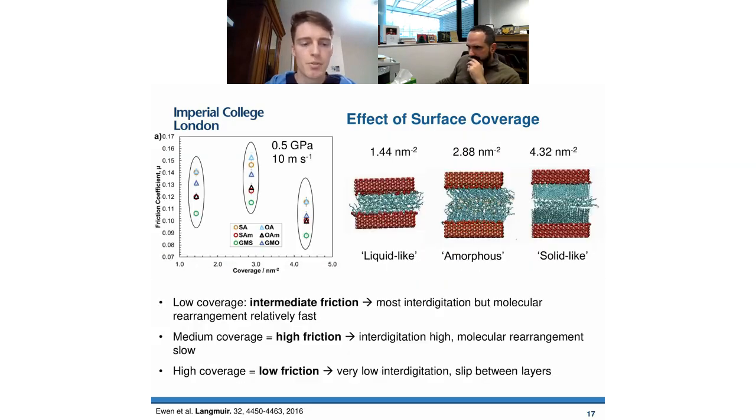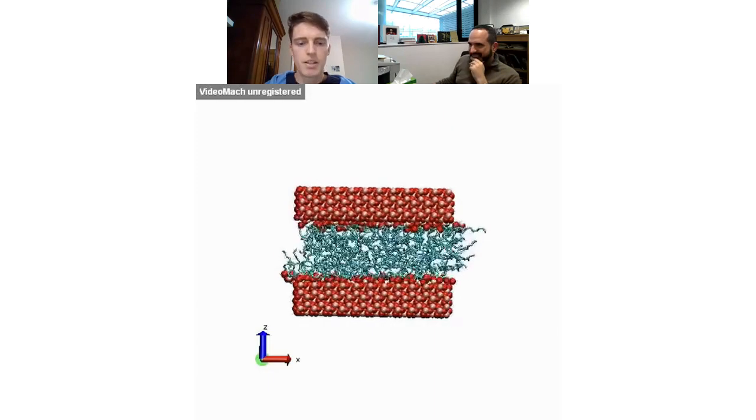So quickly, just to show that the friction in the low coverage case and the medium coverage case are much higher than in the high coverage case, where you've got clear separation of the layers. Danielle, if you could just play the first video. Yeah, so hopefully you can see the video.